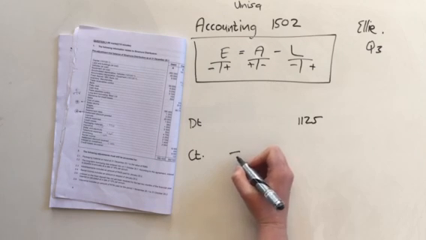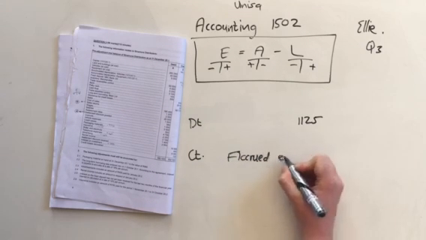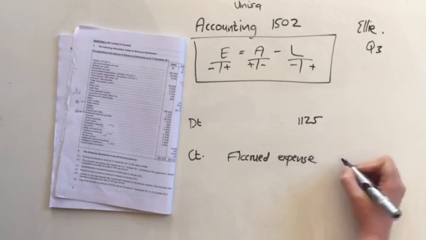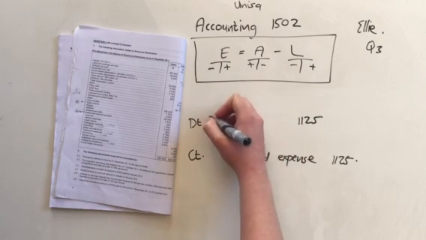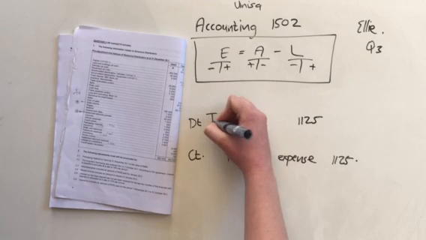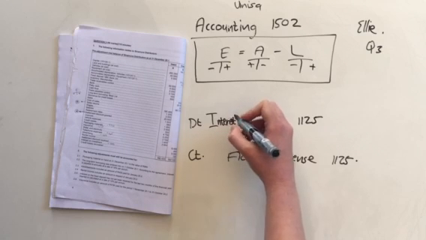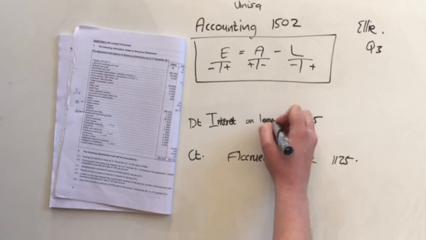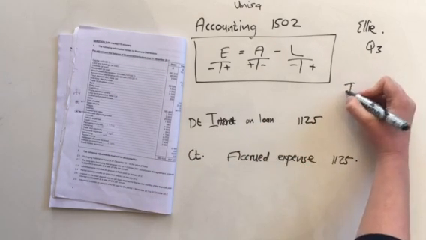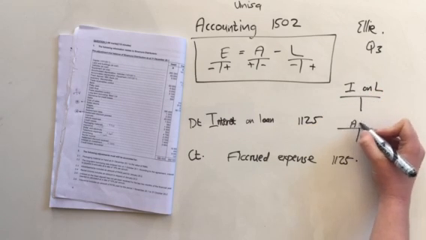Interest owed, I would guess. Accrued expense, there we go. Okay, accrued expense, 1125. And here is our actual expense, and this is interest payable. Interest payable, interest on loan. Okay, interest on loan. Interest on loan looks like this. And here's the expense, accrued expense.